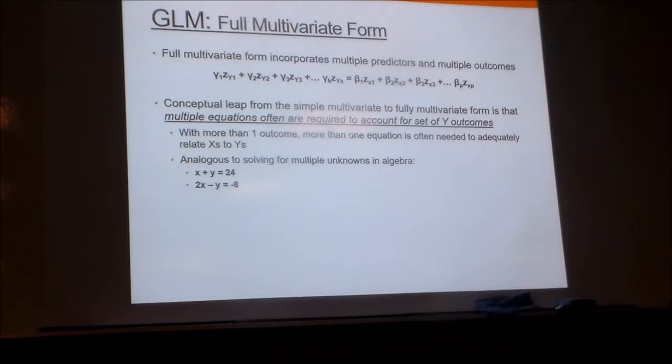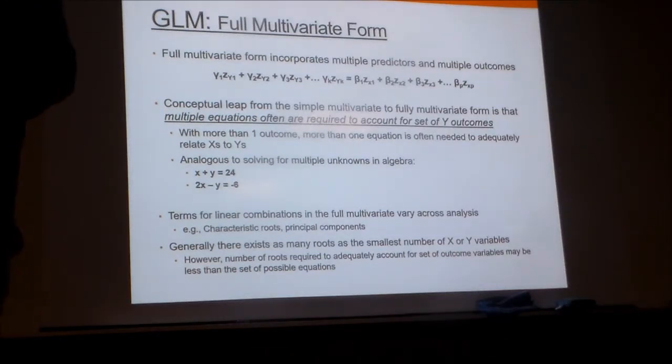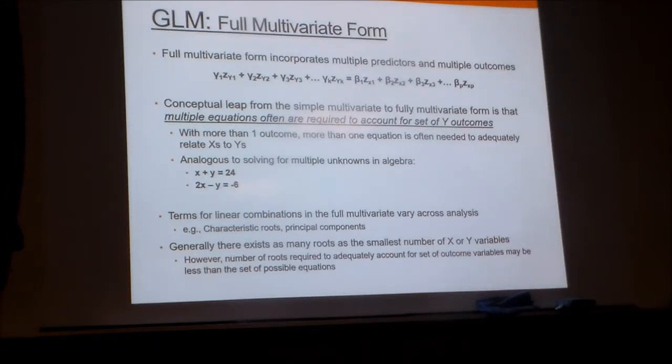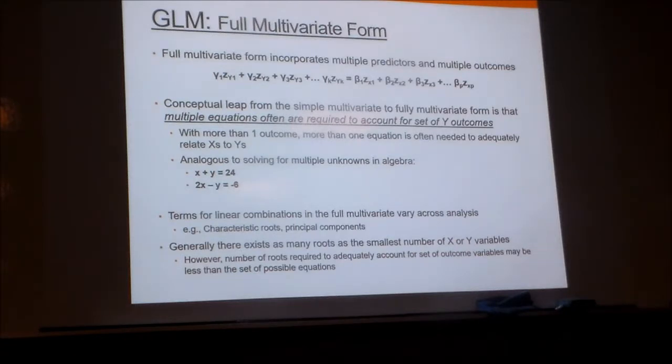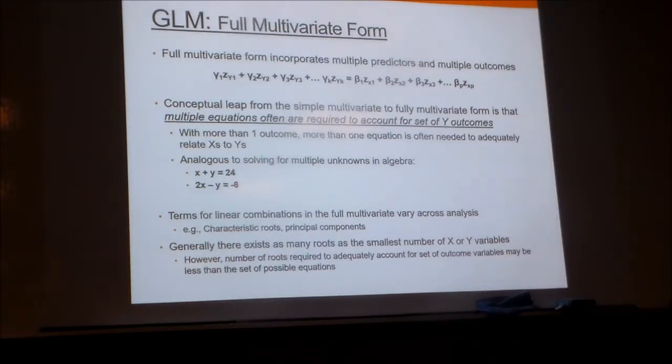Same type of thing going on with these multivariate solutions, right? I've got a number of different outcome variables, and so what I'm probably going to need to do is work with a number of different equations in order to capture the interrelations of my IVs and my DVs. Okay? So now the terms for these linear combinations. We're still working with these linear equations, these linear combinations of variables. But depending on what type of analyses we're using, convention will call these different things. You'll sometimes hear these talked about as characteristic roots, principal components, but they're all referring to the same thing.